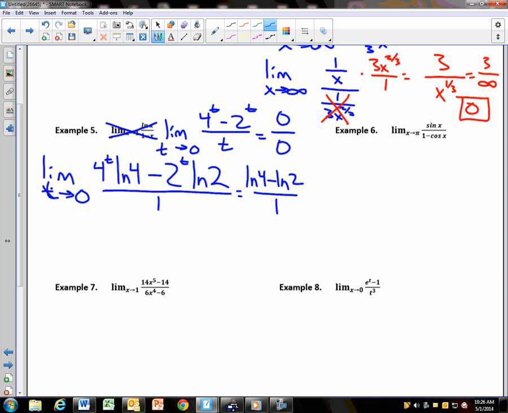Can you simplify natural log of 4 minus natural log of 2? Natural log of 4 divided by 2, which is natural log of 2. 4 to the 0 is 1. 2 to the 0 is 1.